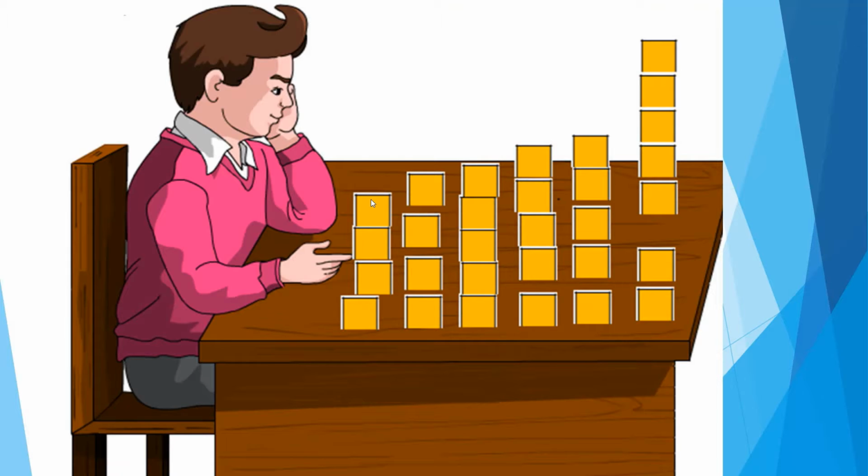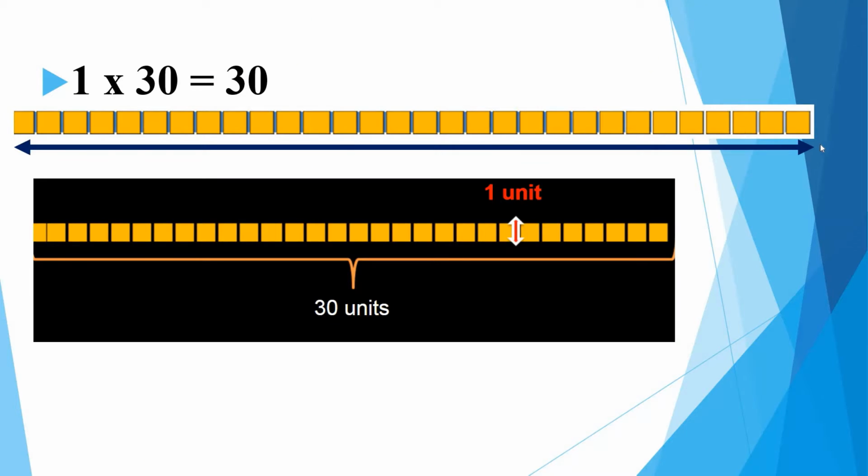Let's revise the concept by observing how Ben is arranging 30 small squares in different ways to make rectangles. So this is the first arrangement. All 30 squares are arranged in one row. The length of the rectangle obtained is 30 units and the corresponding width is 1 unit. So we can write it as 1 times 30 is equal to 30.